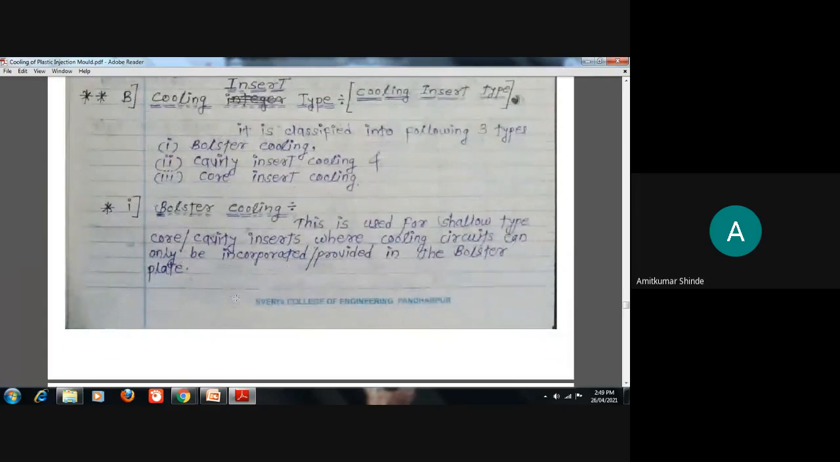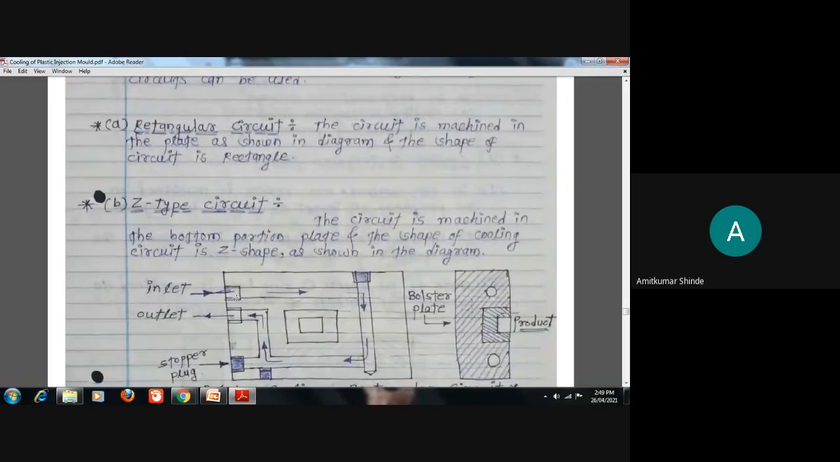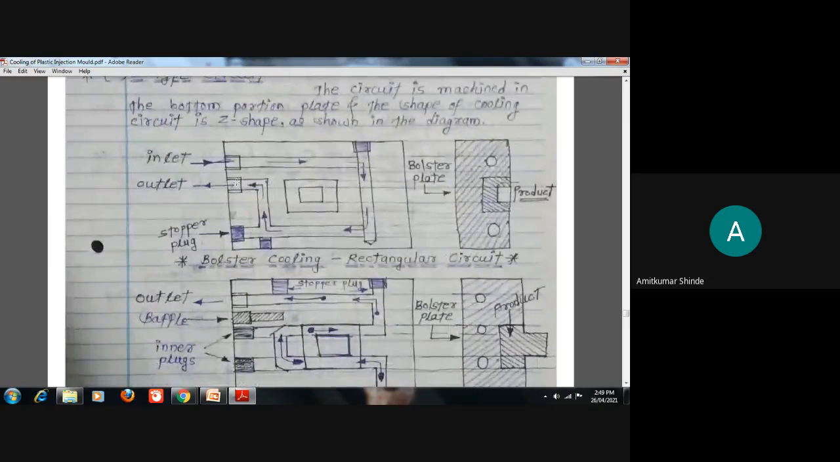Now how is this bolster cooling used? This is shown in this diagram. Bolster cooling is of two types: rectangular circuit and Z type circuit. Here this is the rectangular circuit. The circuit is machined in the supporting plate. This is your final product, and whichever circuit you are using, it may be rectangular type or Z type, that circuit is machined or drilled in this bolster plate. This is the supporting plate.